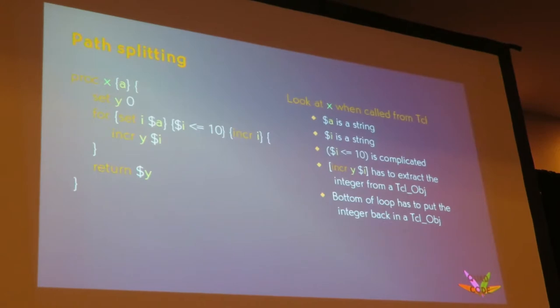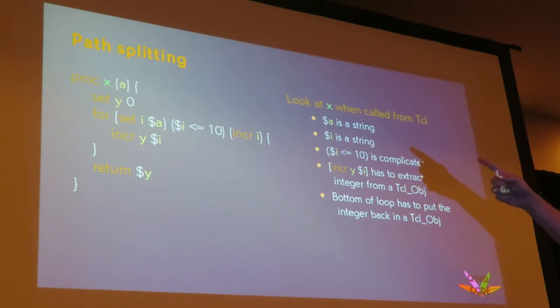This depends on a thing that's called path splitting or loop peeling. Let's look at this procedure to see what that actually means. We've got this proc X that's just doing a typical for loop on an integer, with the initial value coming from an argument. Let's say this is a library procedure. I'm compiling it out of context. All I know about that argument is it's a string. Or it may be an int or a double, but all I really know about it is a string.